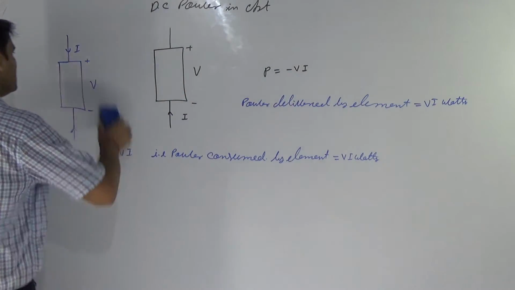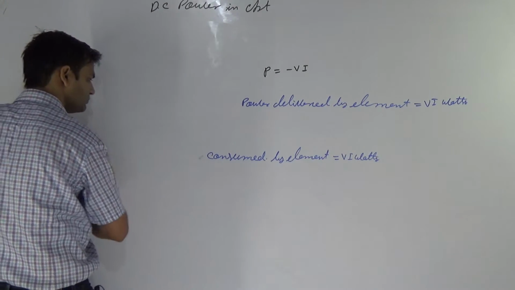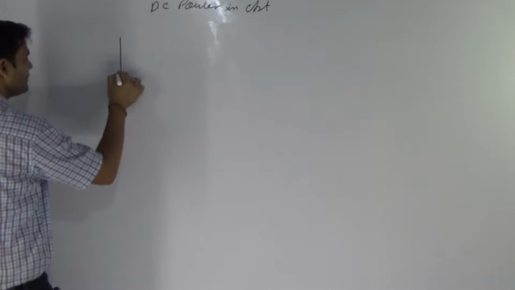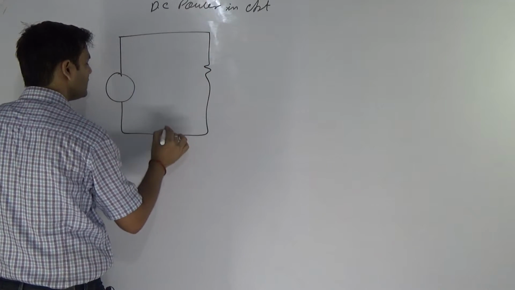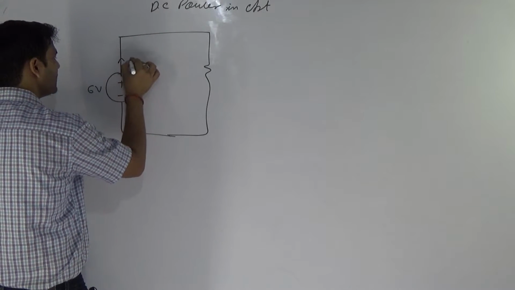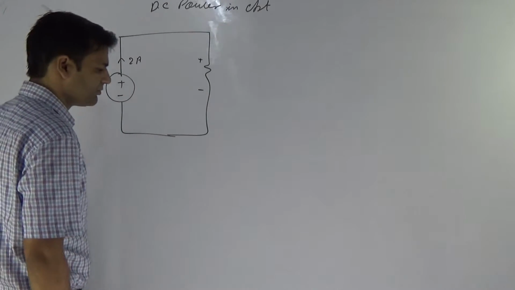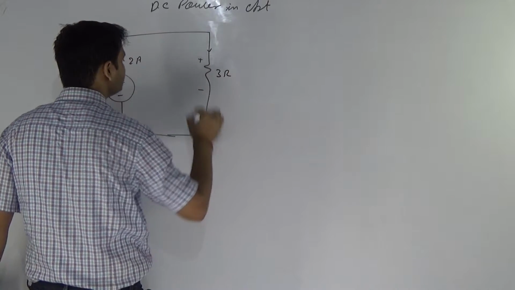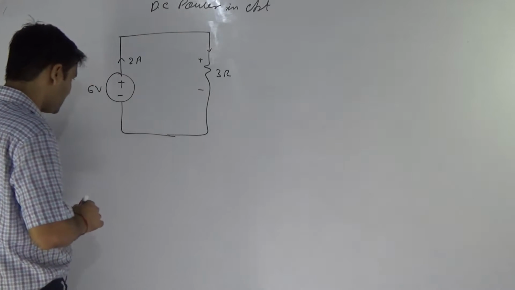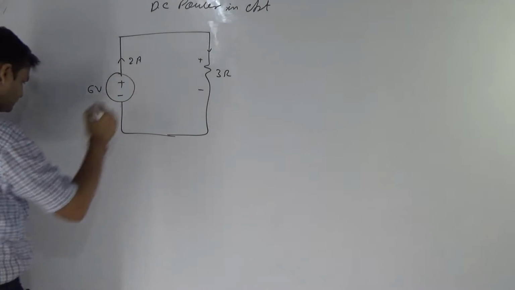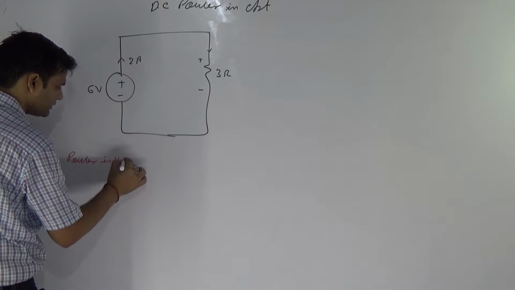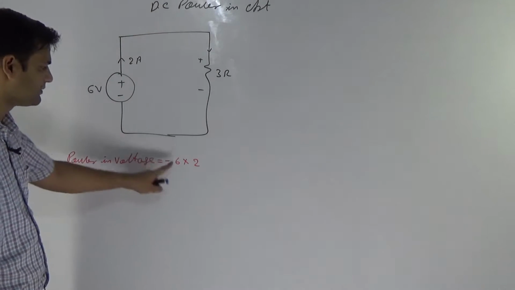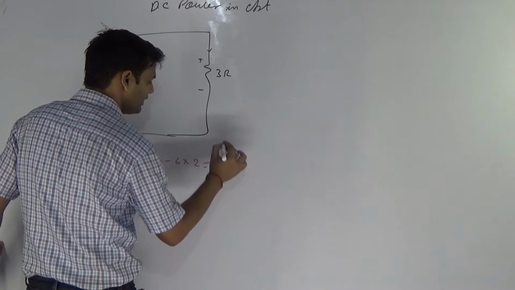Now let us discuss another way. Let us assume a circuit. Suppose this is 6 volt, and the current is 2 ampere, connected in parallel with a load R of 3 ohm. Now power in the voltage source will be equal to minus 6 into 2, because current is flowing from minus to plus, that's why the minus sign. So it is minus 12 watts.